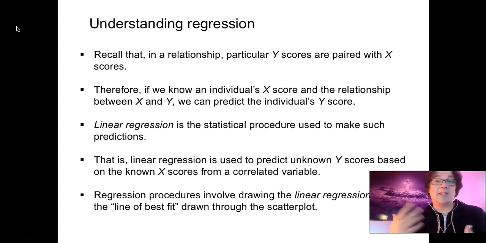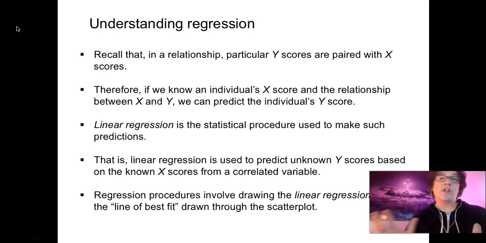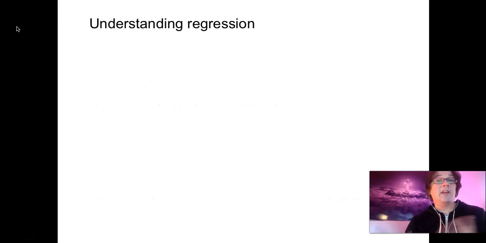So we'll see exactly how this works, but it operates on the principle of drawing what we call the linear regression line, also known as the line of best fit, through a scatter plot, essentially. So let's take a look at that again. We saw a bit of how this works with correlation, but we didn't really get into the details of it. So let's see how it works, and we'll start getting into some of the details.